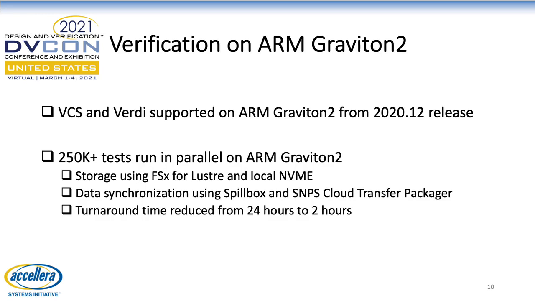Data synchronization was achieved using both Synopsys Cloud Transfer Packager and Spillbox for managed synchronization, as we already talked about before. We use a UGE farm for this effort, comprised of the R6Gs or 16x large spot instances. Each instance was able to run about 2 jobs per core for a total of about 128 jobs per instance. And we scaled this up to about 2000 cores running in parallel, bringing down the regression time from 24 hours that it took us on-prem to about 2 hours on the cloud.